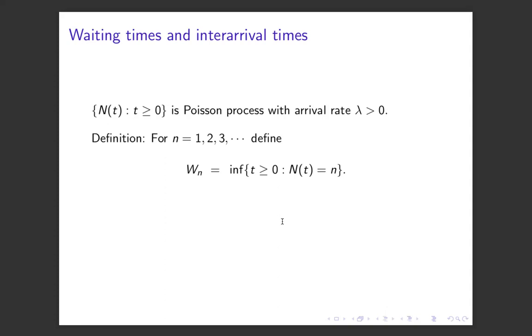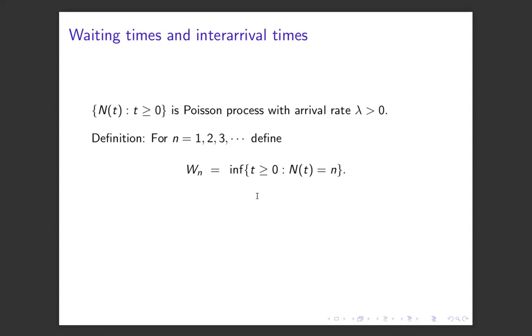In that direction, for any positive integer n, we define W sub n as the infimum of t greater than or equal to 0 such that N of t equals n. That is the first time t such that N of t is equal to little n, which means that N at t sub n is n, and if you go slightly to the left of t sub n, it will be n minus 1. So that is the meaning of infimum.